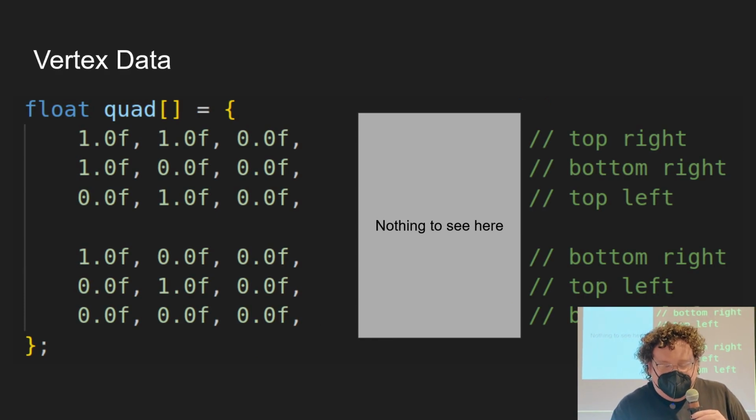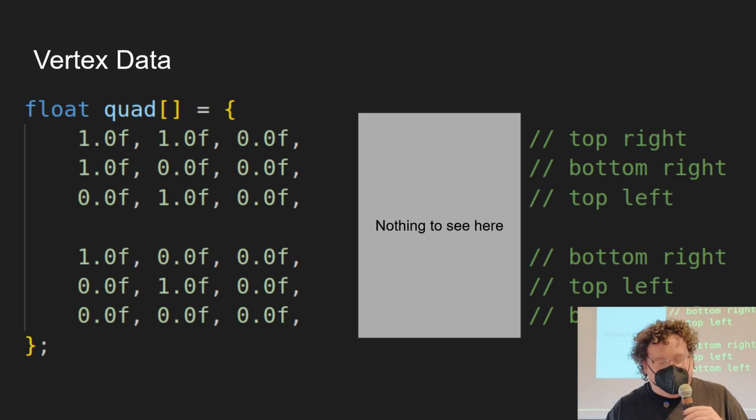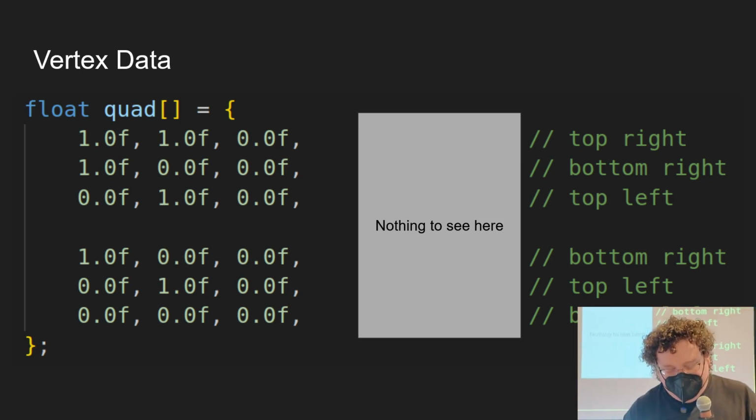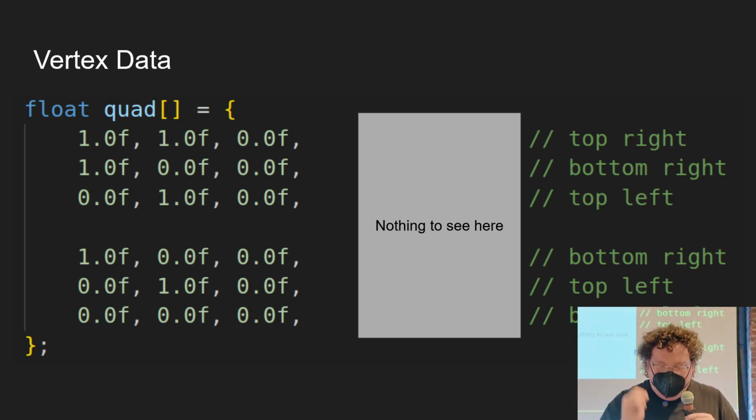Here's the data for two triangles, making up a quad. Each vertex has an x, y, and z coordinate. I said no code at the beginning. I lied. Here's a little C. Now, we have the data for the quad. How do we draw it?